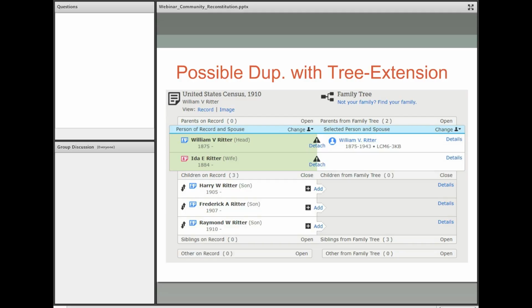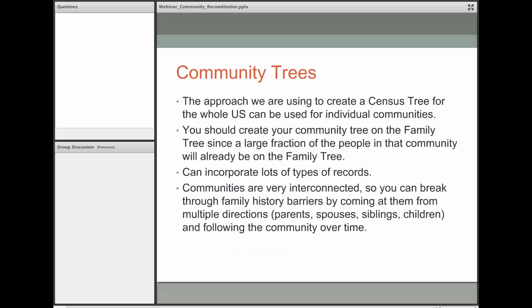So the things I just described to you is a census tree we're creating for the entire United States. But we also want to help people focus on their local community and create a community tree. The amazing thing is that every community has fantastic records at their public library or their genealogical society or historical society that people outside the county might not be able to access or know about. So we can create community trees to ensure that everyone from our community is on the family tree, and then we can start to attach the important and rich records that we have available nearby.